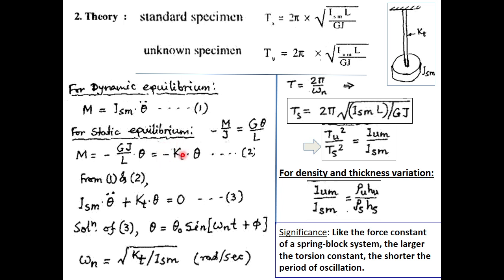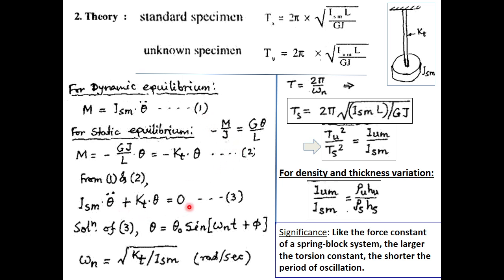This is negative. This is the restoring force. This stiffness is the restoring force. Now you see we have two equations, one coming from dynamic equilibrium, one coming from static equilibrium. If we equate this moment, this is equal to minus of this quantity, and then we take this to the left hand side. So this is the third equation we are getting from equations 1 and 2.